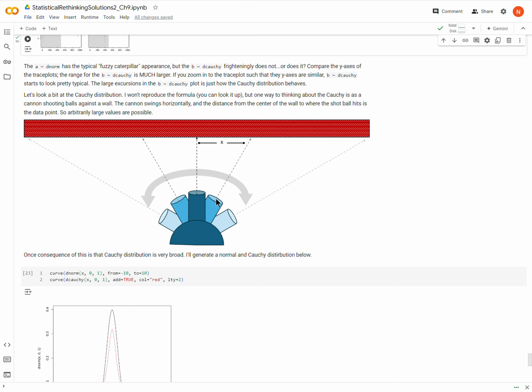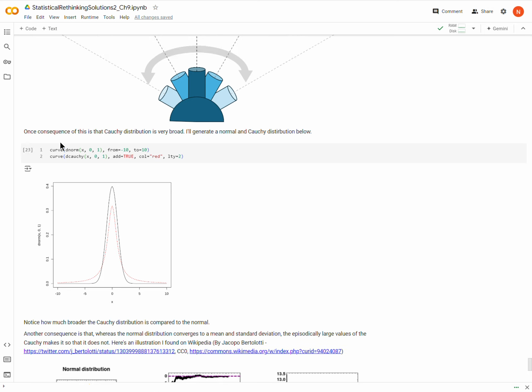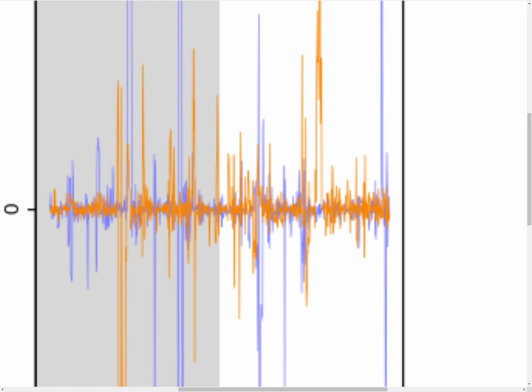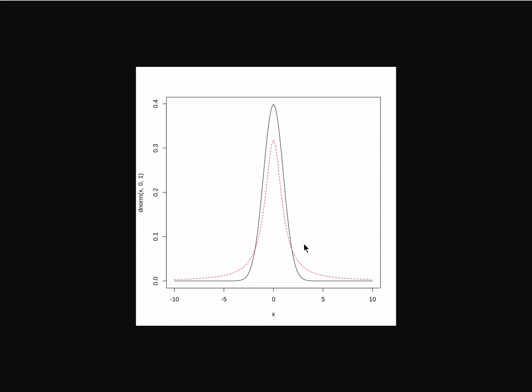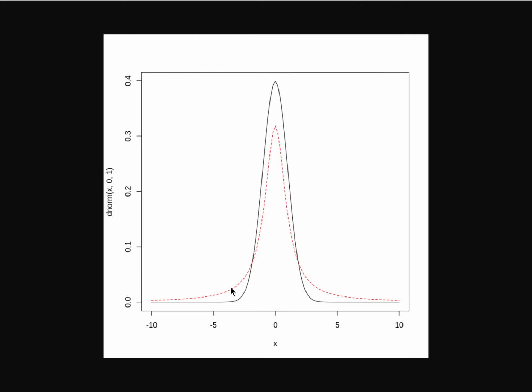So one of the consequences of this is that the Cauchy distribution is bell-shaped and symmetrical like the normal distribution, but it is much broader. I've generated a normal distribution here in a solid black line, and then a dotted red line for the Cauchy distribution. And notice how much broader the Cauchy distribution is.